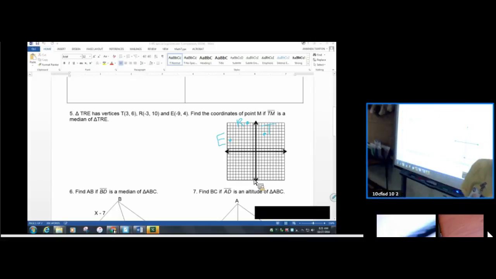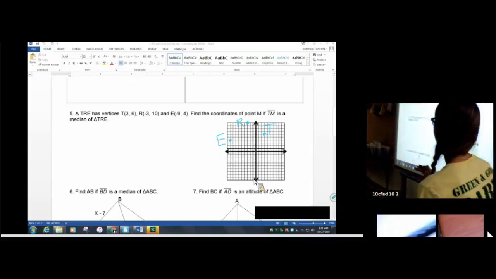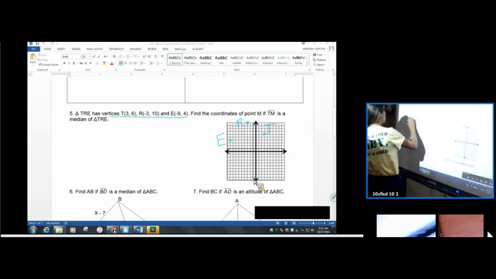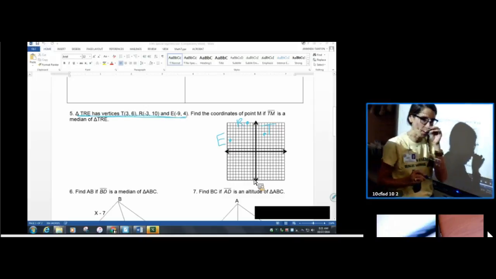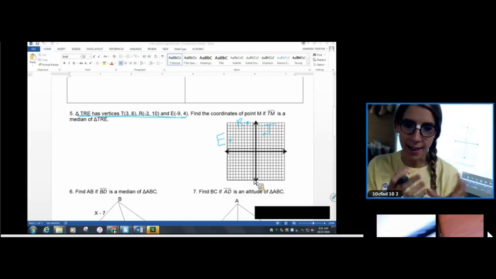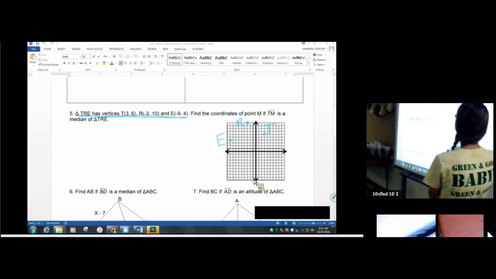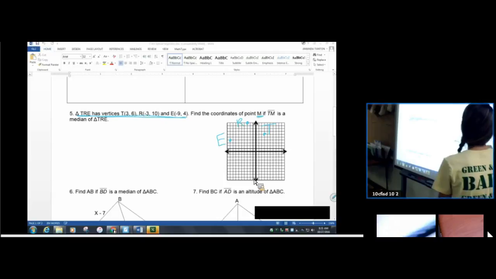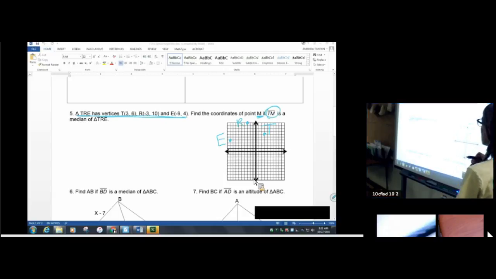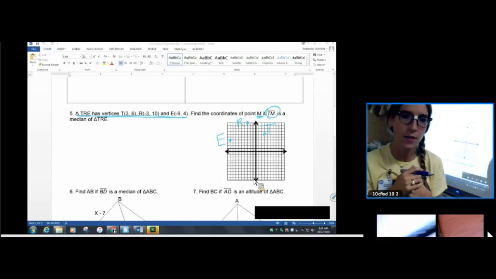So we are working number 5 from the homework. First we had to plot these points on the coordinate plane. And be careful, make sure you plot those correctly. That x coordinate comes first, and then the y coordinate. Find the coordinates of point M if segment TM is a median of TRE.